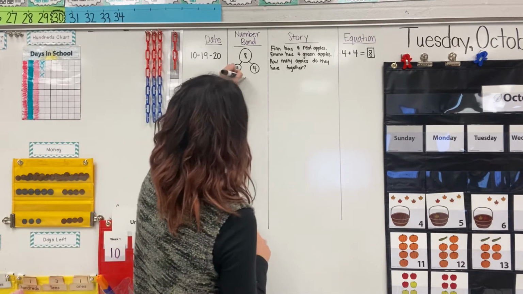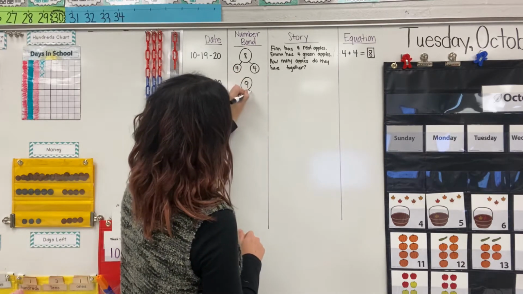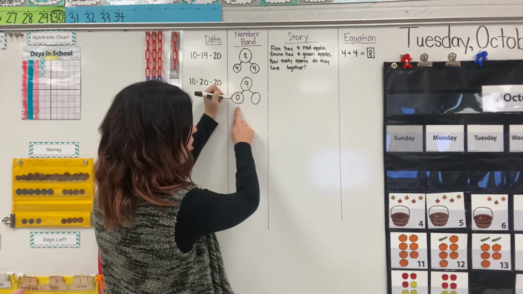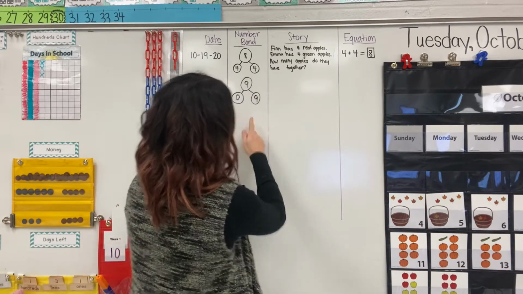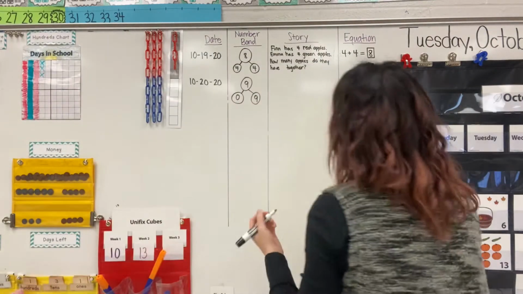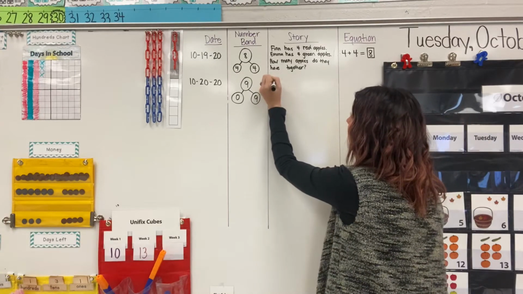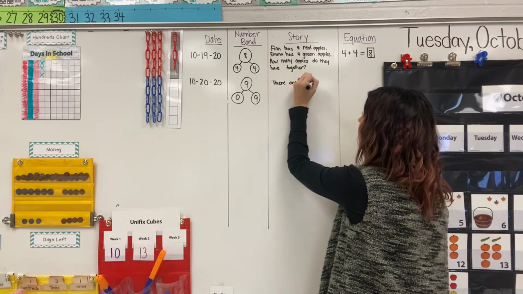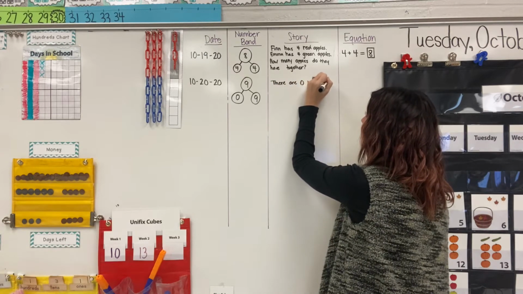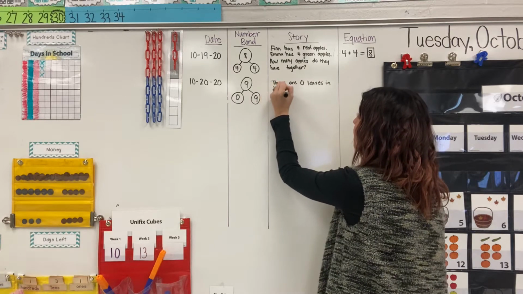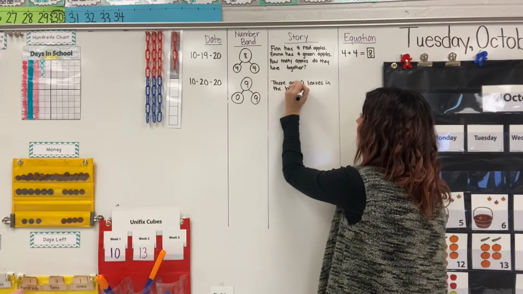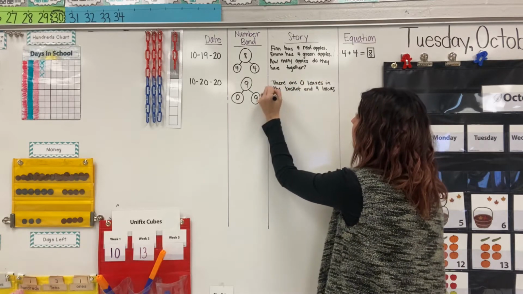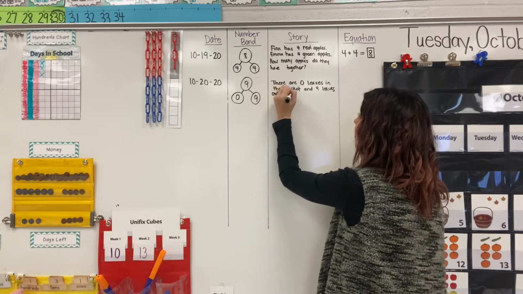Now, we just did our number bond, and we said there are 9 leaves in all, and that 0 of those 9 leaves are in the basket, and 9 of those leaves are out of the basket. So, for my story, I'm going to say, there are 0 leaves in the basket and 9 leaves outside the basket.